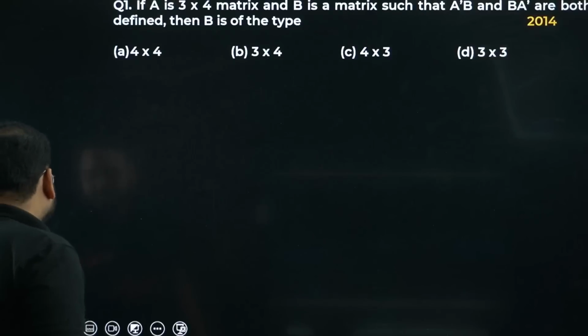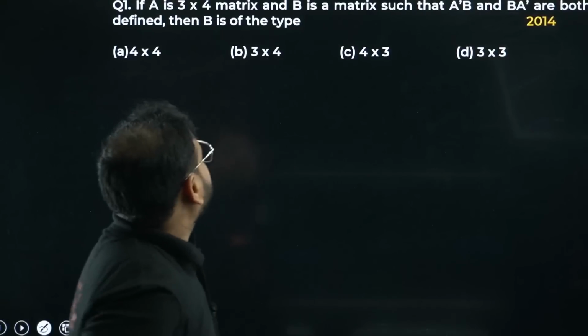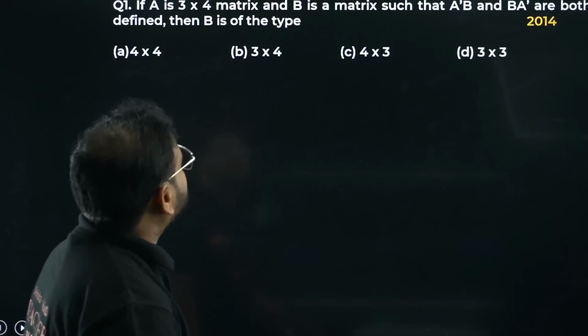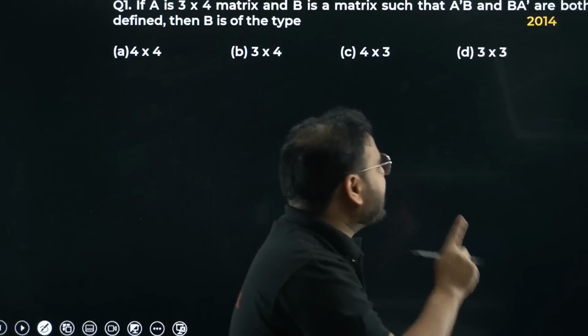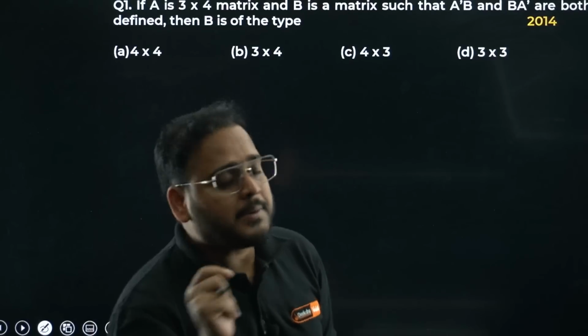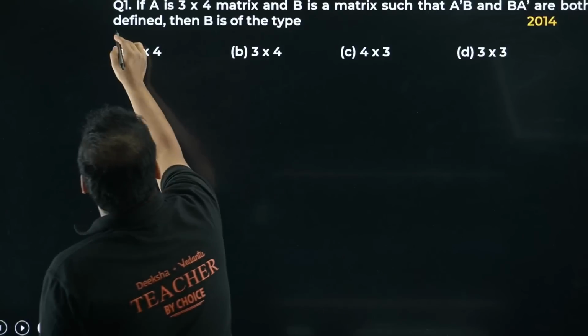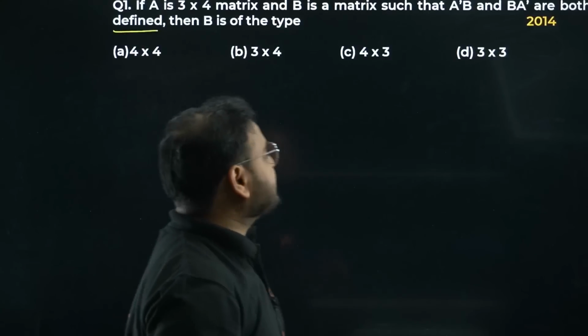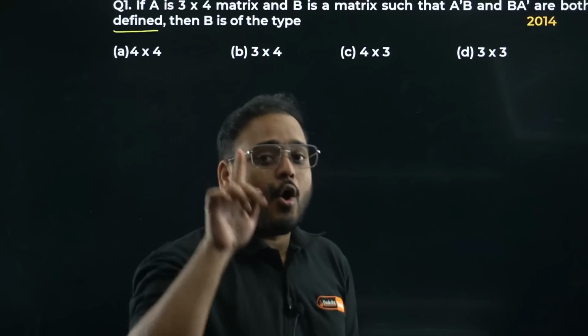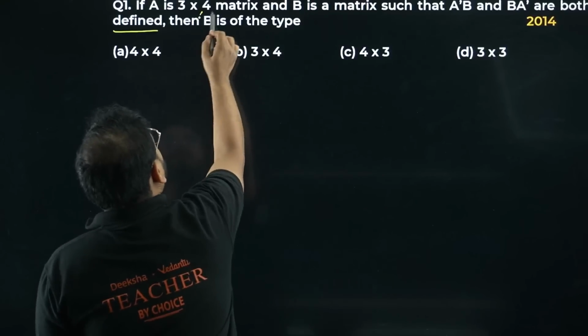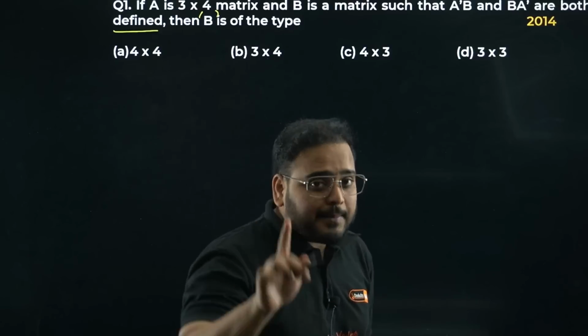Top 30, first question for the first session: if A is a 3 cross 4 matrix and B is a matrix such that A dash B, A dash means A complement, and B A dash are both defined, then B is of the type. We have to find the order of the matrix B. It's a 2014 PYQ.